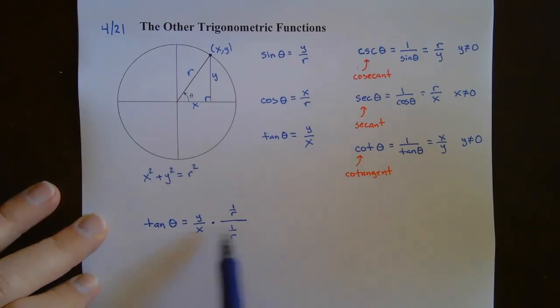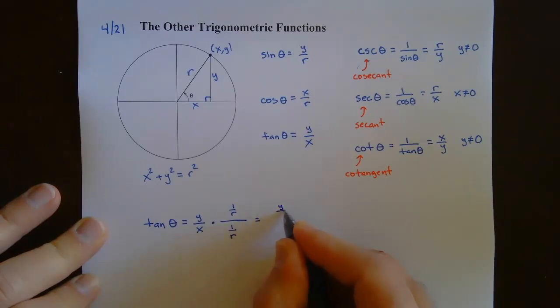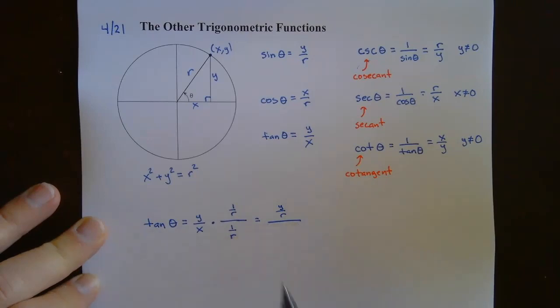Now, what happens when you multiply these? Well, you're going to have y times 1 over r, right? So that's going to be y over r. Big fraction bar, right? The main fraction bar right there. And then I also need to multiply this denominator with this denominator, right? x times 1 over r. And that would be x over r, okay?